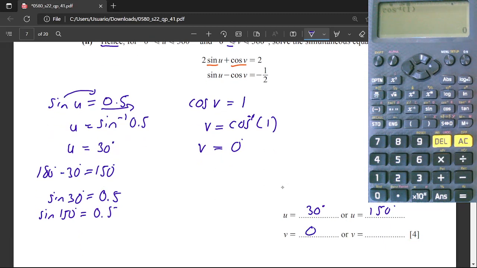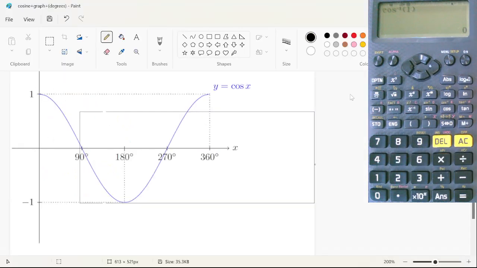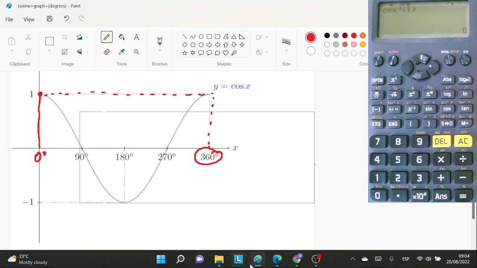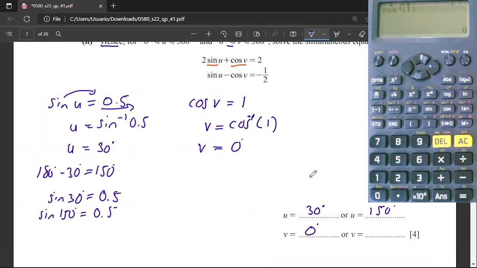But again, there's another value. And for this, we need to look at the cos graph. So here we have the cos graph, where cos equals 1. Where cos equals 1 is where it is 0 degrees. Where does it equal 1 again? Easy as that, at 360. So there's no working out here to do. It's just write down the answer, 360. That's where it is at.